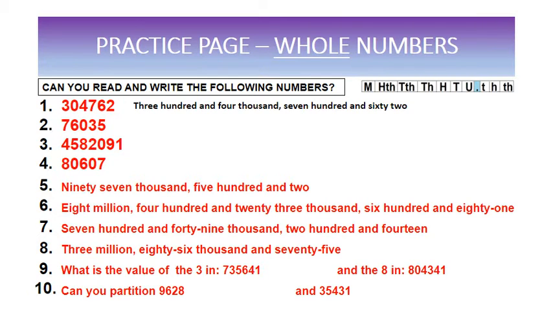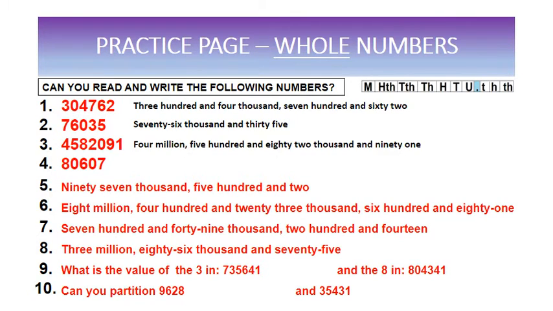So number 1, the answer is 304,762, then 76,035, 4,582,091, 80,607. Question 5 should look like this.